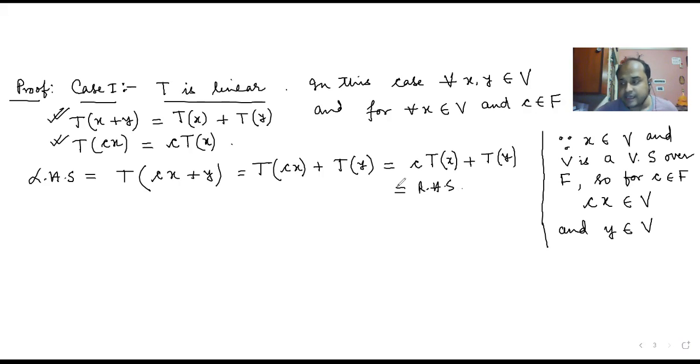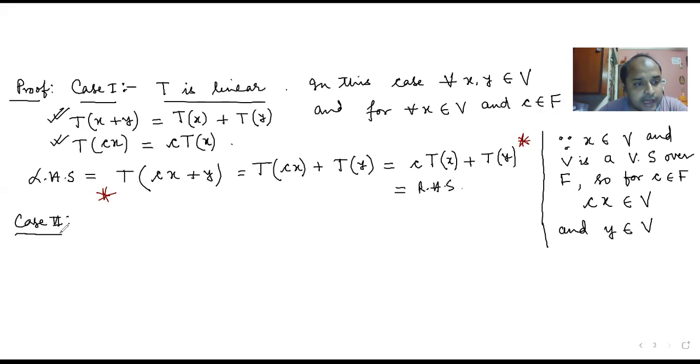So if T is linear, we have actually got another formula which is given by this. You can use it to solve problems, as they have used it to solve problems given in example one, which is solved over here. Then next I'm going to discuss case two.